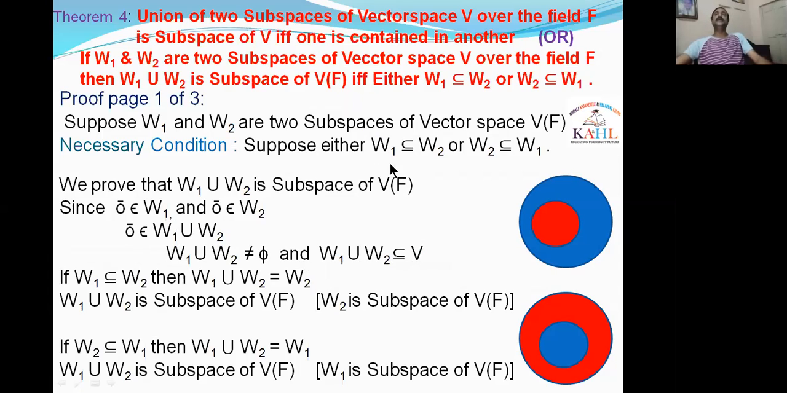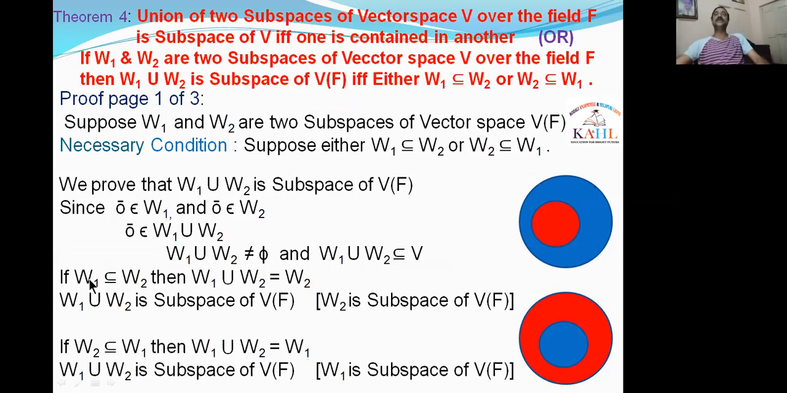Okay, right. Now we are taking the condition W1 is contained in W2. In both cases, there are two conditions here. What are they? W1 is contained in W2 or W2 is contained in W1. In both cases, we have to prove W1 union W2 is a subspace of V. So I am taking the first case.